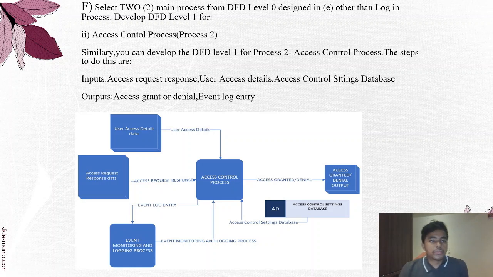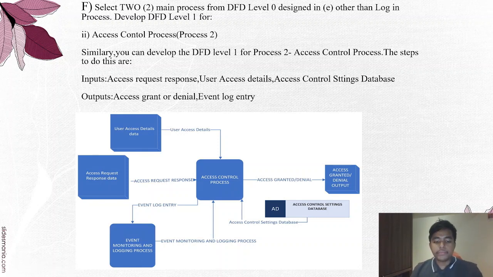Moving on to the next process, the access control process. It is similar to the earlier process, but the inputs are the access request response, user access details, the access control settings database, and the access grant or denial event log. The access control process receives an access request response and user access details and determines whether access should be granted or denied based on the access control settings database. The process logs all access requests and responses in the event monitoring and logging process. So you can see event logging and monitoring.